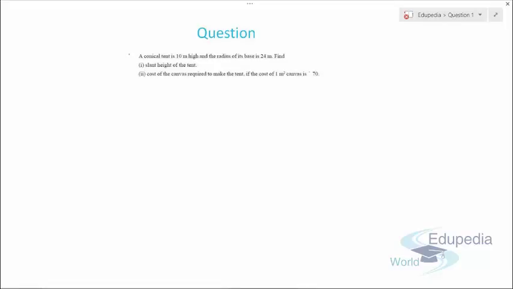Now the question says that a conical tent is 10 meter high and the radius of the base is 24 meter. So we need to first find the slant height, and then we need to find the cost of canvas required to make a tent, if the cost of 1 meter square canvas is rupees 70. So it's a very interesting question, so please watch this part of the video very carefully.